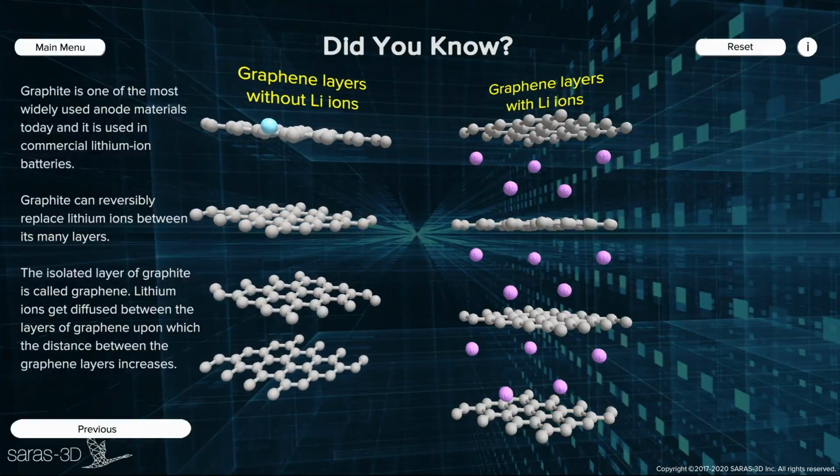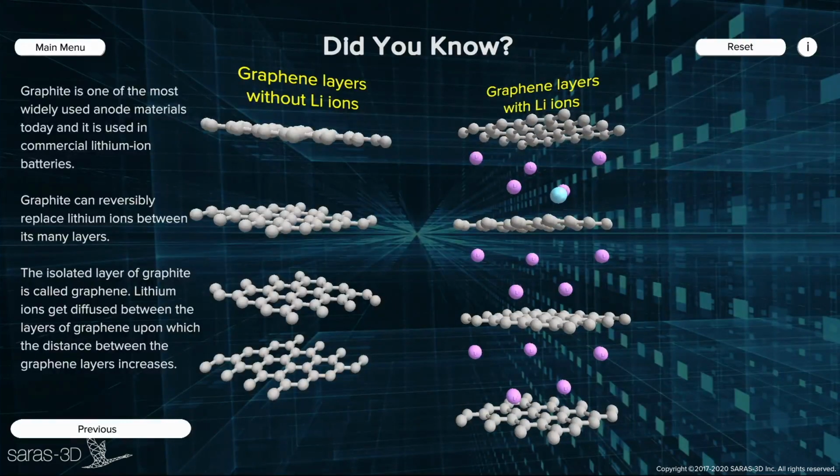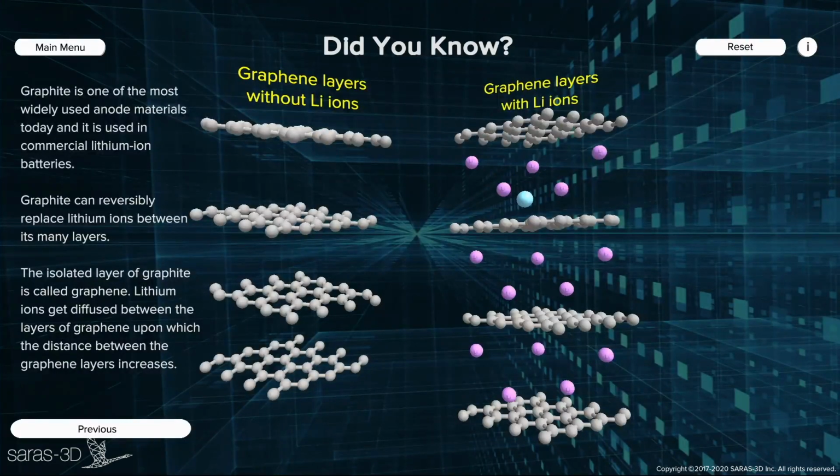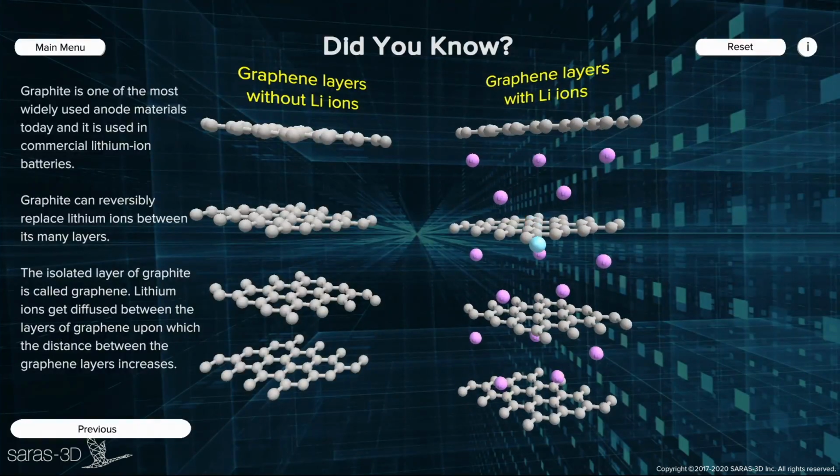Now what happens is that these are the graphene layers without lithium ions. When lithium ions get diffused between these graphene layers, the distance between the graphene layers increases, because there are weaker forces between the layers, right? As we have just learned. So lithium ions can very easily diffuse in, and the distance between the graphene layers will increase.